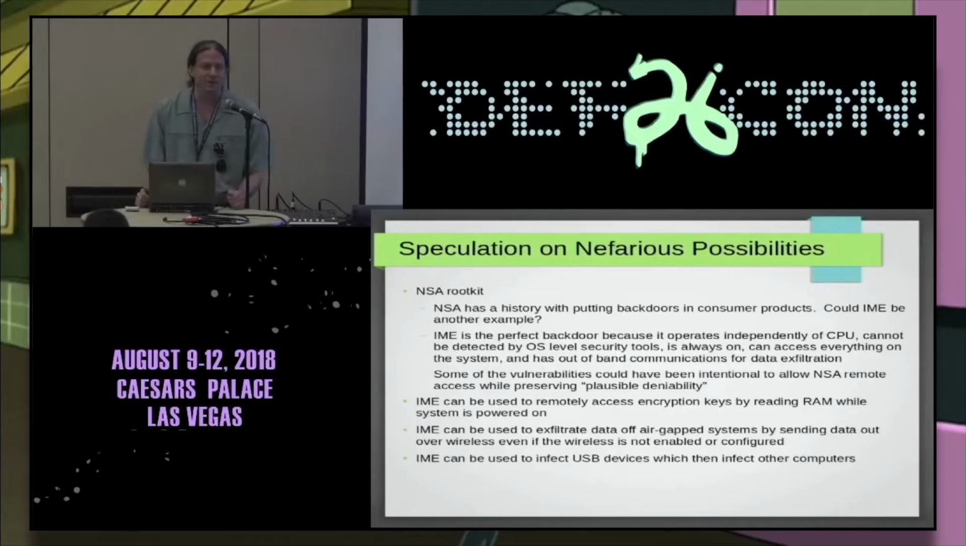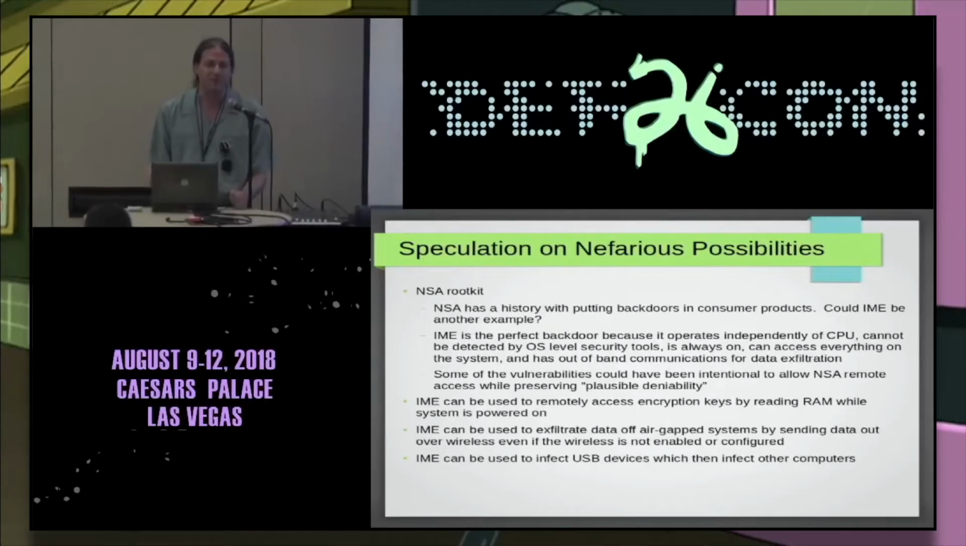So what are some capabilities for intelligence gathering that such a backdoor might have? It could scrape RAM to pull encryption keys directly out of RAM. It can be used to exfiltrate data off of an air-gapped system by enabling the wireless module, even if the wireless was disabled in the BIOS and not configured. It could be re-enabled and used to exfiltrate data that way. It could also be used to infect a USB drive that was plugged in, and then that USB drive is carried to a different air-gapped system to infect that system and create a two-directional communications channel back out to the wider world.